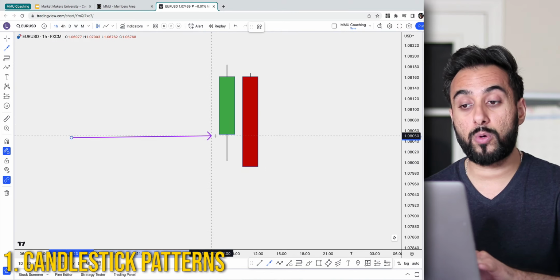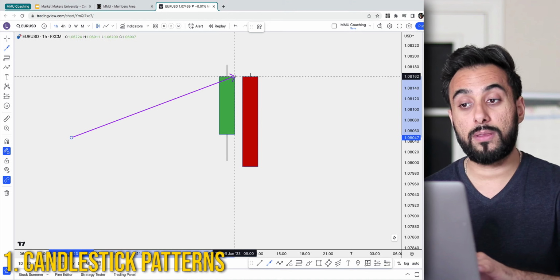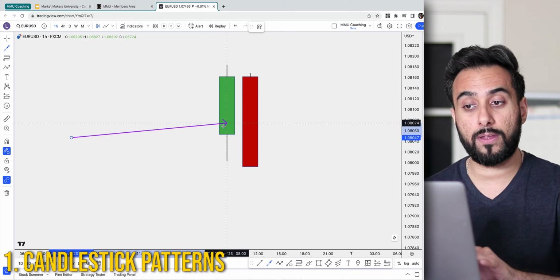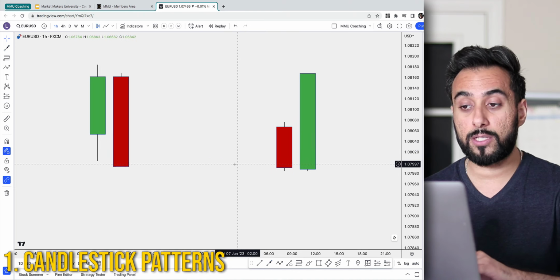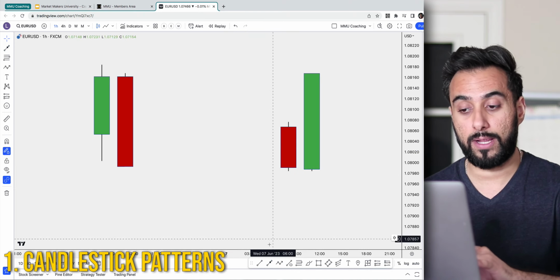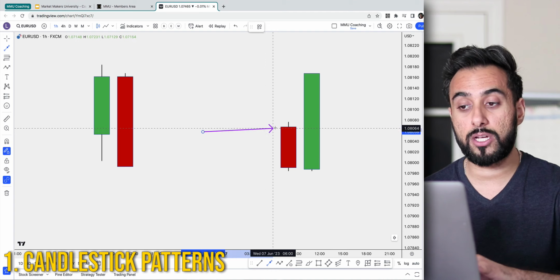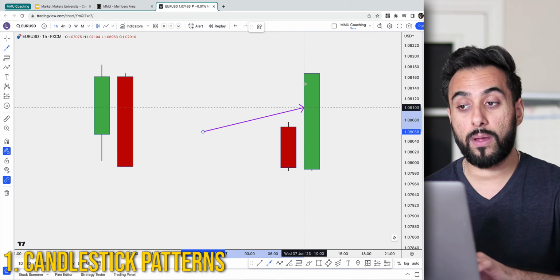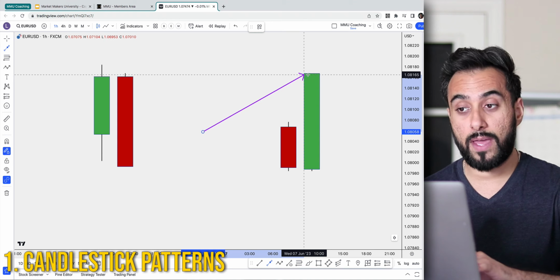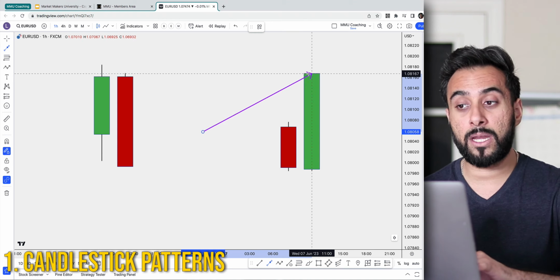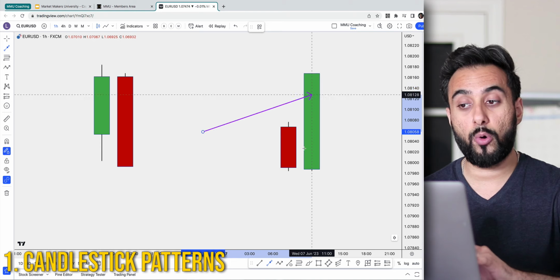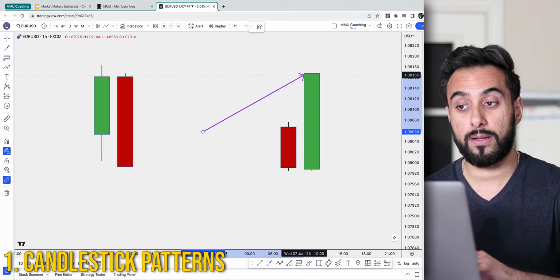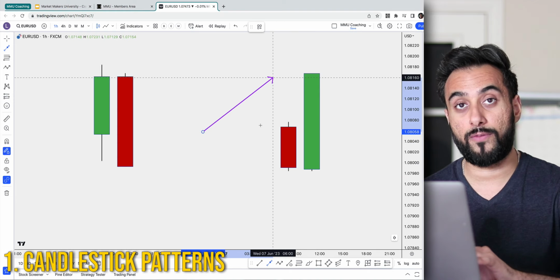Why? Because the buyers were initially in control. However, the sellers came in, stepped up, and then pushed it all the way back down, engulfing that first candle. This next one here is what we call a bullish engulfing. Same exact concept. The sellers were initially in control, but now the buyers kicked in and pushed it all the way up, so strong that there is very minimal wick at the top, showing a lot of buying pressure and a lot of momentum to the top side. So this also shows a potential sign of reversal as well.